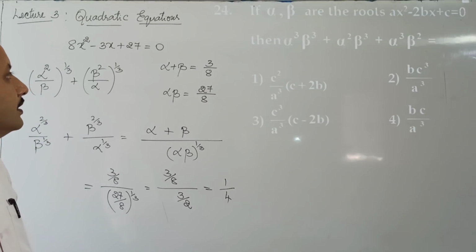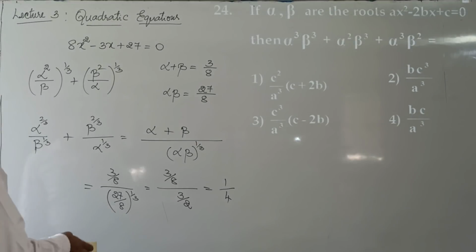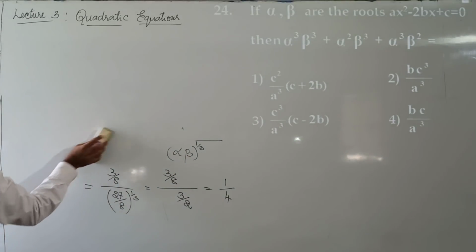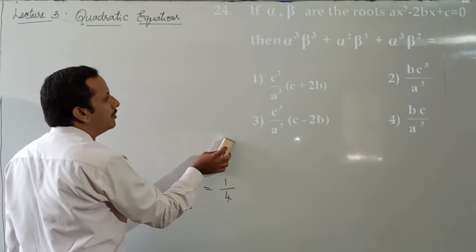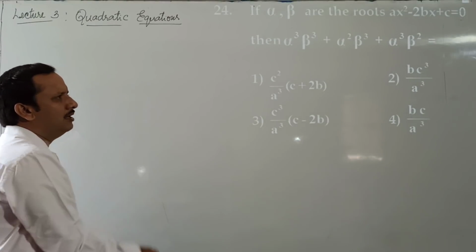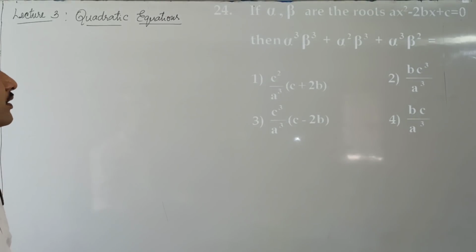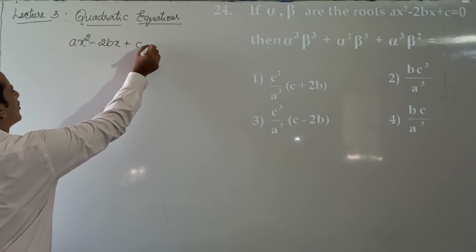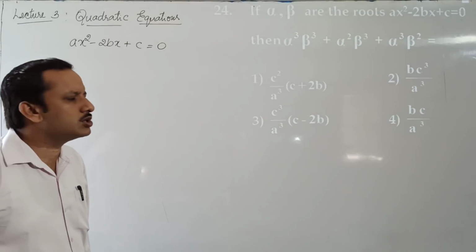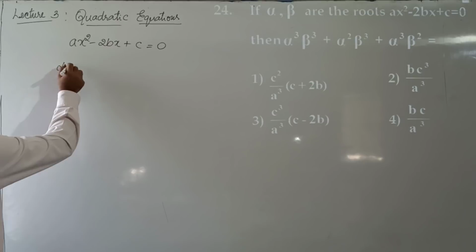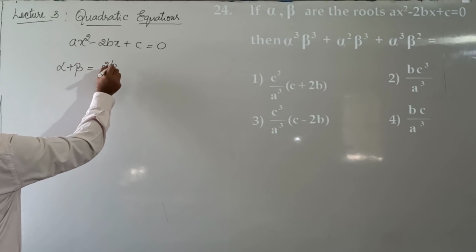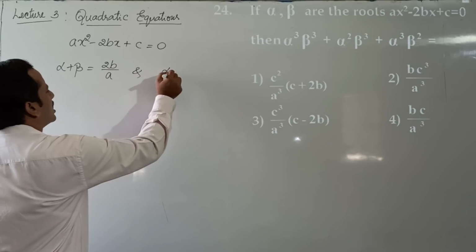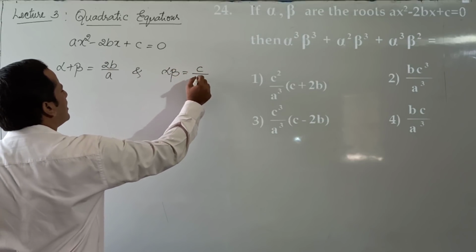Okay, then look at question number 24. If alpha and beta are the roots of ax square minus 2bx plus c equal to 0, then alpha cube beta cube plus alpha square beta cube plus alpha cube beta square is equal to. The given equation is ax square minus 2bx plus c is equal to 0. Alpha and beta are the roots of this quadratic equation. So alpha plus beta, sum of the roots, is equal to 2b by a. And product of the roots, alpha into beta is equal to c by a.